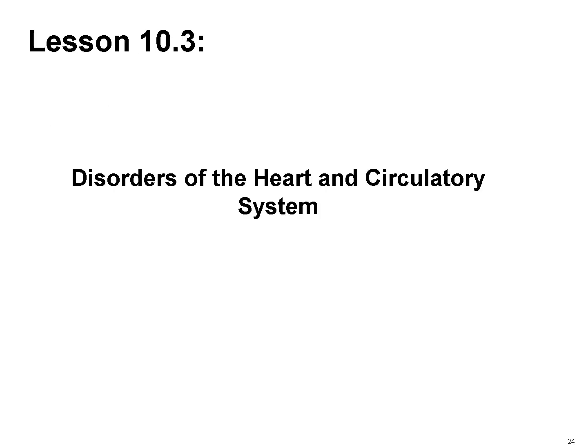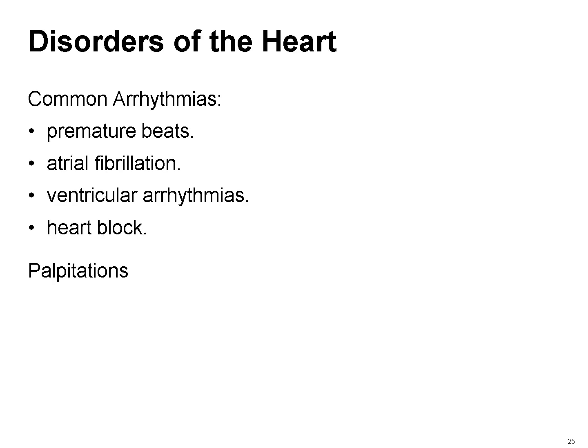Here we will overview disorders of the heart and circulatory system. Arrhythmias are irregularities in the heart's rhythm that can range from harmless to life-threatening. Let's discuss the 4 commonly seen types of arrhythmias and their characteristics. Premature beats often feel like the heart skipped a beat and are typically associated with caffeine or stress. These are generally harmless but can feel unsettling.